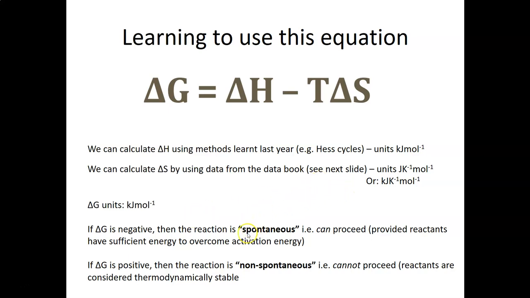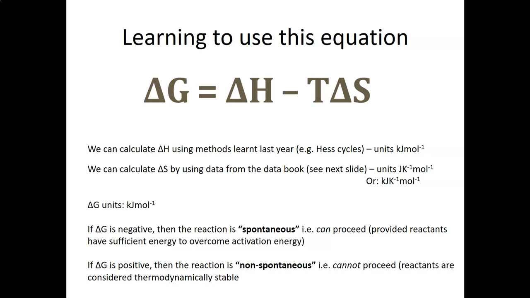and we need to know now that, and we've mentioned this before by the way, so this isn't going to be completely new to you, if delta G is negative, then the reaction is spontaneous, i.e. can proceed. So thermodynamically feasible is another way of putting it. And if delta G is positive, then the reaction is non-spontaneous, it cannot proceed, not a thermodynamically feasible reaction.